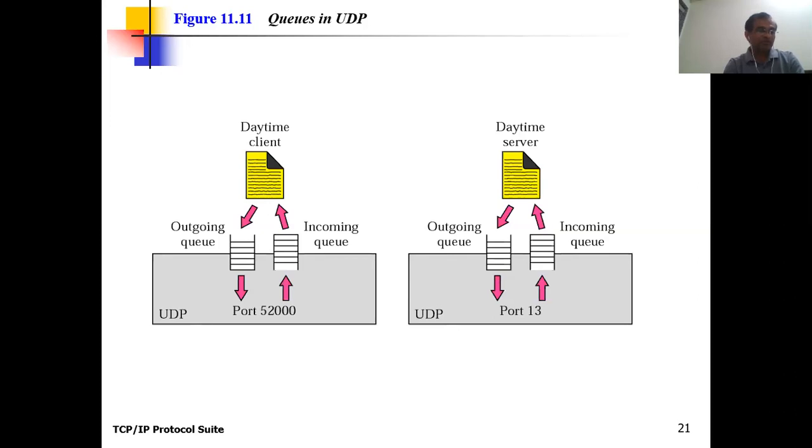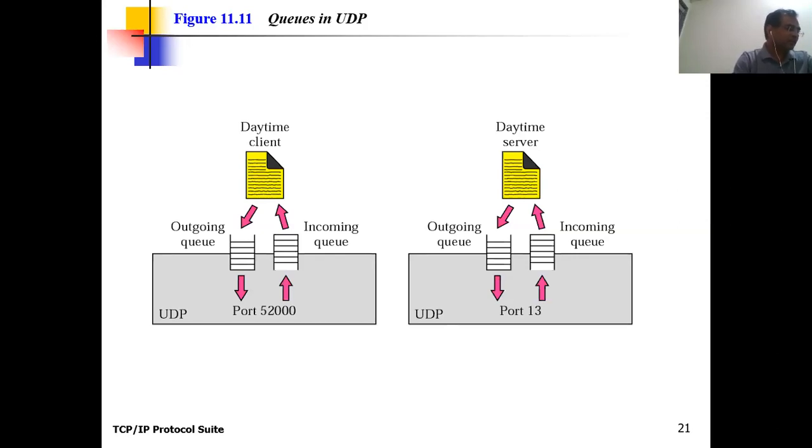The queues opened by the client are in most cases identified by ephemeral port numbers, and the queues function as long as the process is running. Once the process is down, these queues will be removed. When the process terminates, the queues are actually destroyed. That's what I mean to say, right? So the client process can send a message to the outgoing queue by using the source port number specified in the request, and UDP removes the messages one by one, and after adding the UDP header delivers them to IP, right? The outgoing queue can overflow, and if this happens, the operating system can ask the client process to wait before sending any more messages, right?